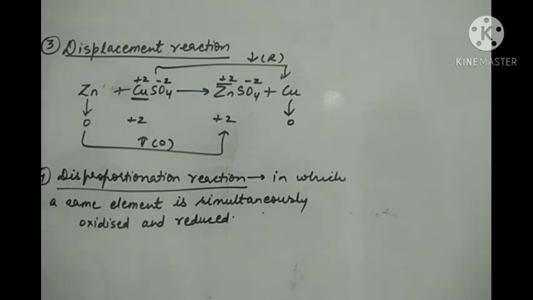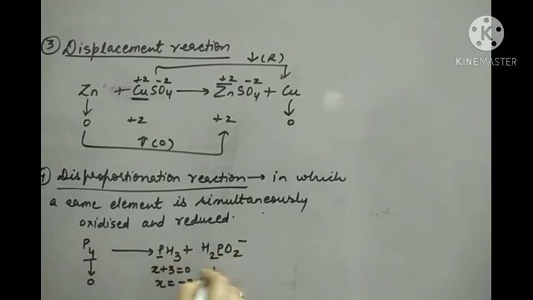Now we'll take one example here. For example, okay, so we'll find out the oxidation state of phosphorus. Here phosphorus is 0 because it is the elemental state. Here the oxidation state of phosphorus is x plus 3 equal to 0. So x equal to -3. Here +2 plus x -4 equal to -1. X -2 equal to -1. So x equal to +1. So here the oxidation state of phosphorus is +1.